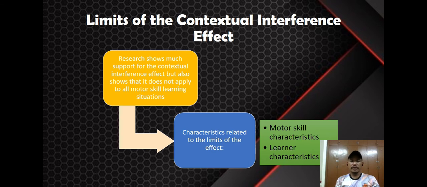Next, we go to the limits of the contextual interference effect. Research shows much support for the contextual interference effect, but also shows that it does not apply to all motor skill learning situations. And the second one is characteristics related to the limits of the effect. So the limits of the effect have two: motor skill characteristics and learner characteristics.